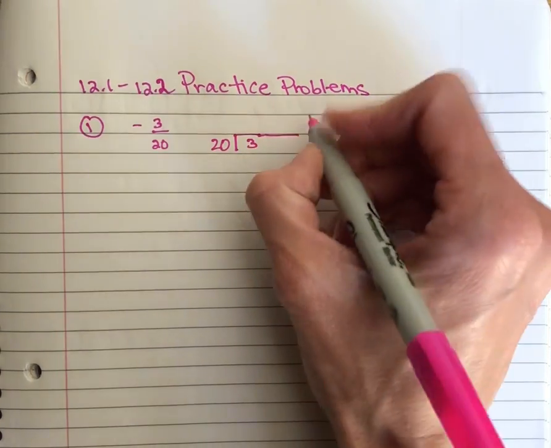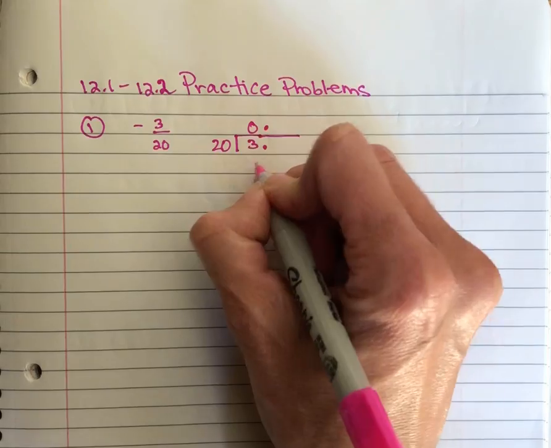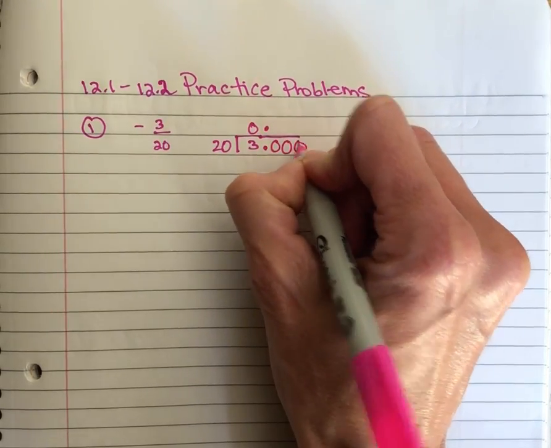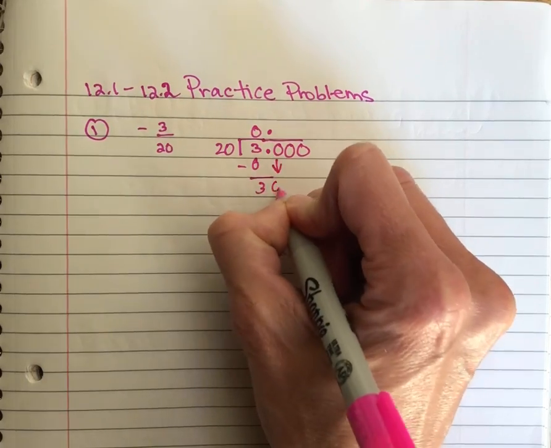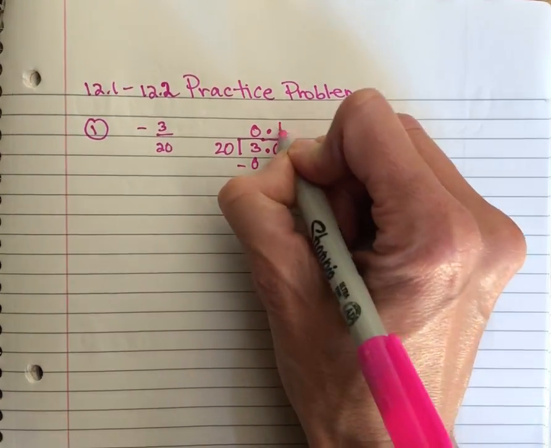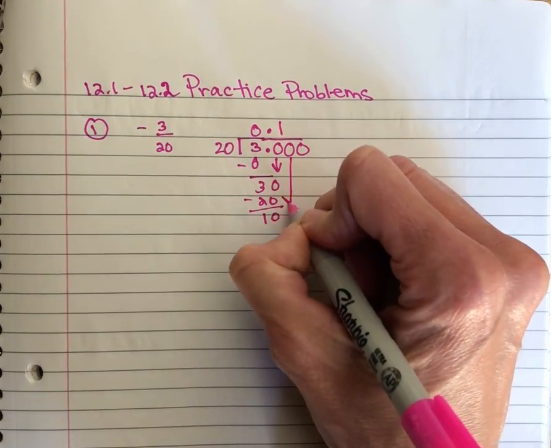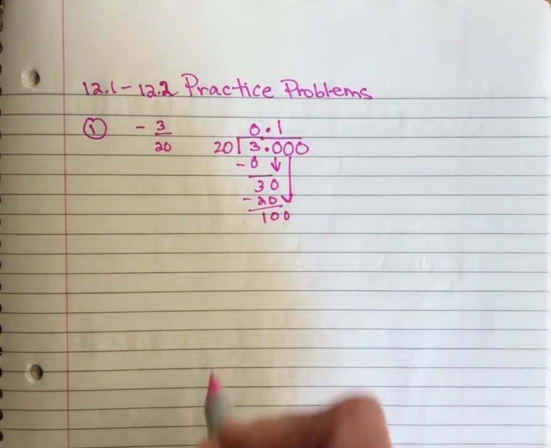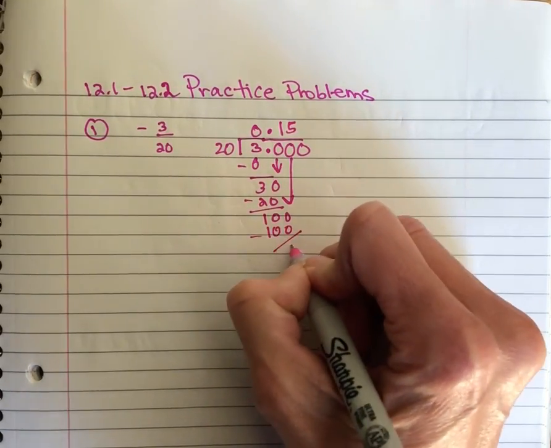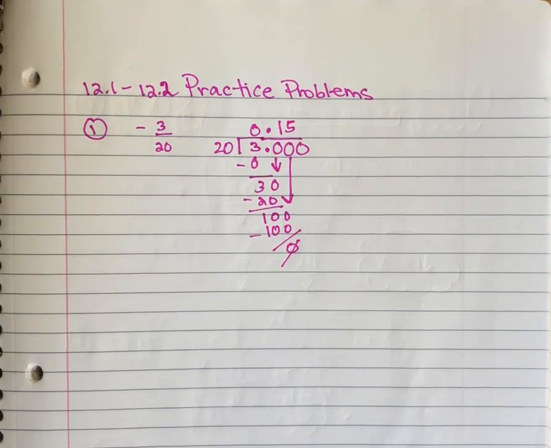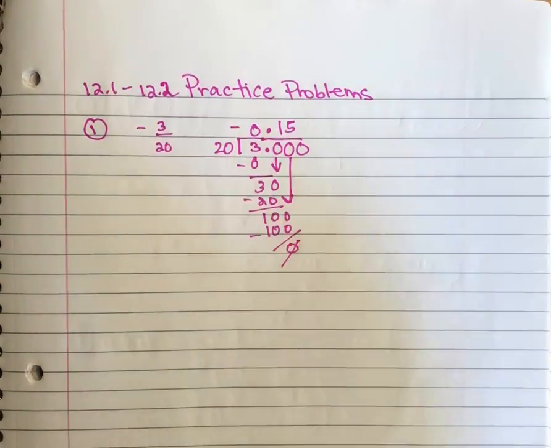20 does not go into 3. It goes in 0 times. So we're going to add a decimal point and hop it up. We'll add 3 zeros just for good measure. Bring down the 0. 20 goes into 30 once. Add 20, subtract, I get 10. Bring down the next 0. 20 goes into 100 5 times evenly. Add 100, subtract, and we get 0. It was a -3/20, which makes it a -0.150.